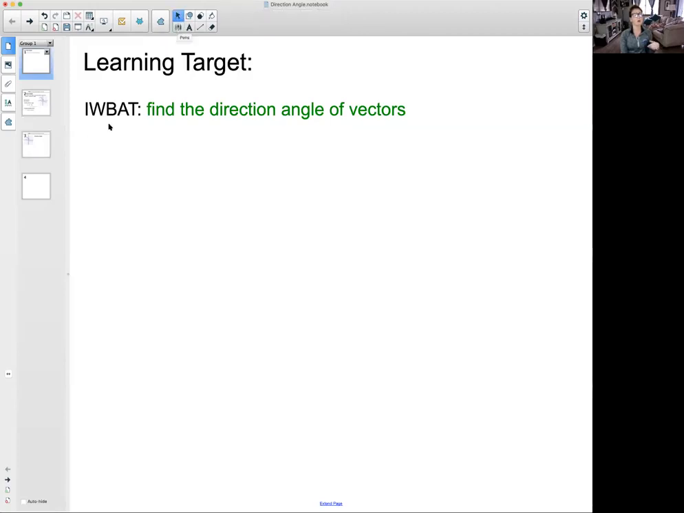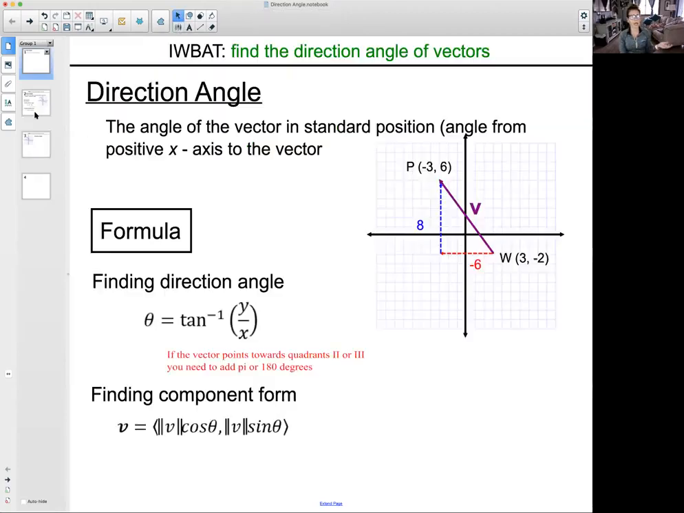So when we're talking about direction, we're not talking about north, south, east, west. We want an actual very specific degree measure or radian. We're going to be focusing on degrees here, but an actual degree measure of where this vector is pointing to. So the definition of direction angle is the angle of the vector in standard position. So this is just, if you remember, the angle formed by the positive x-axis and the vector.